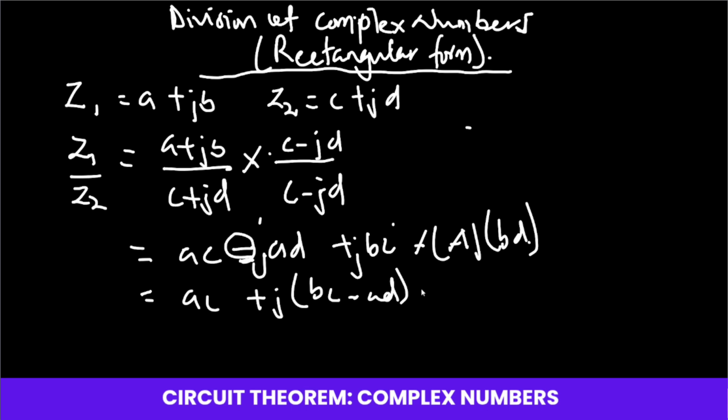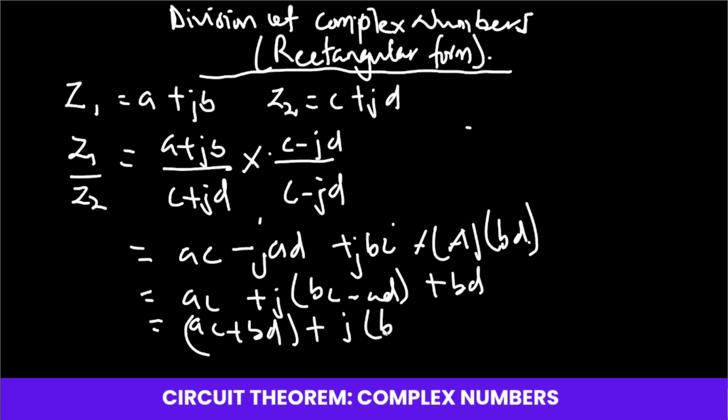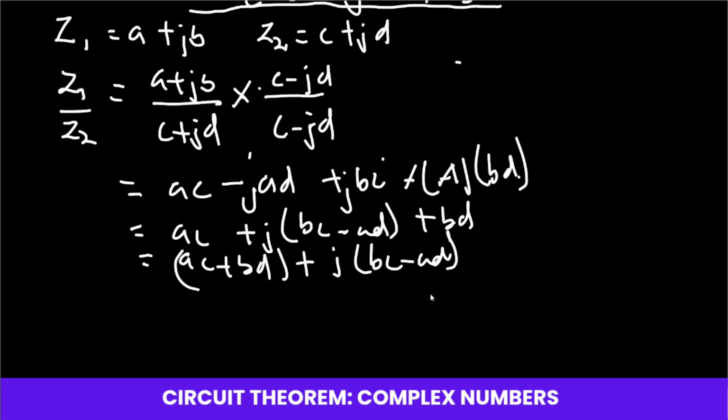Then, since our negatives have cancelled, we can say plus bd. Now we can add our real parts: ac plus bd in one bracket, plus j into bracket bc minus ad. This is what we get for our numerator.